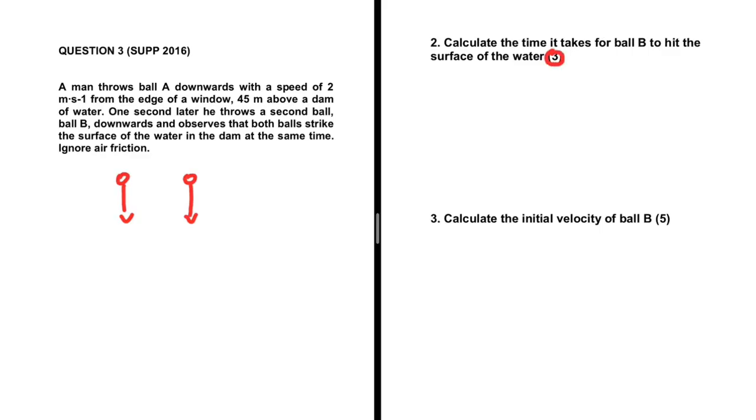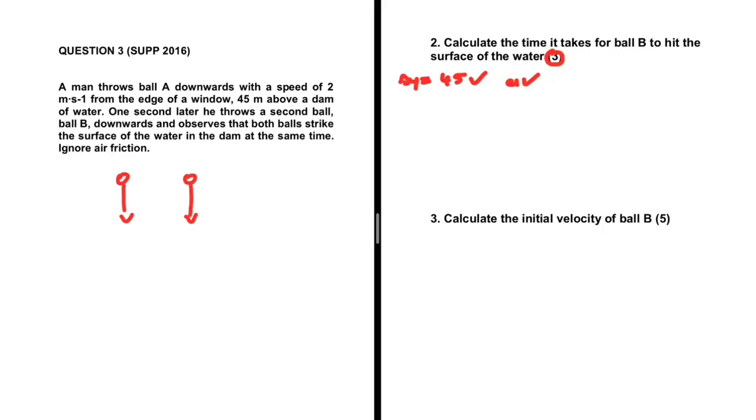Well, we have a problem. With regards to ball B, we know that delta Y is equal to 45 meters downwards because it is projected from the same height. What else do we know? We know the acceleration, obviously, but we have 2 variables. We need a third variable in order for us to be able to find the time taken for ball B to hit the surface of the water.